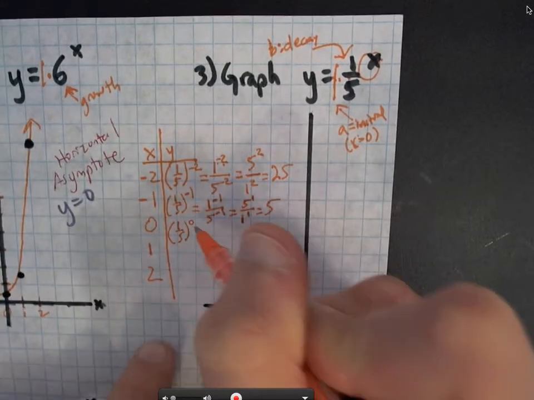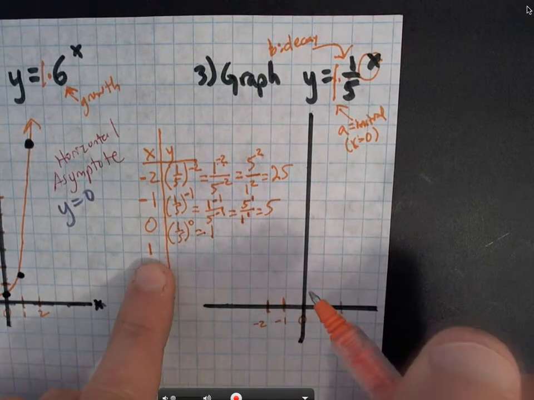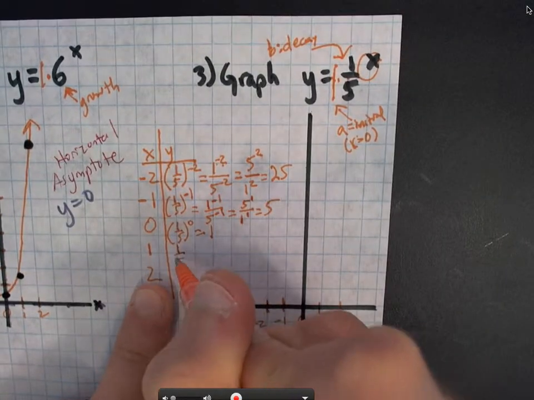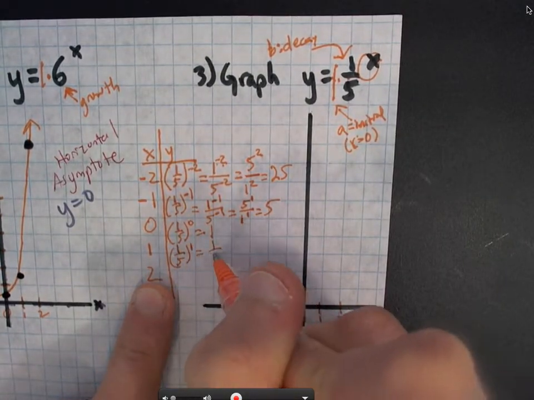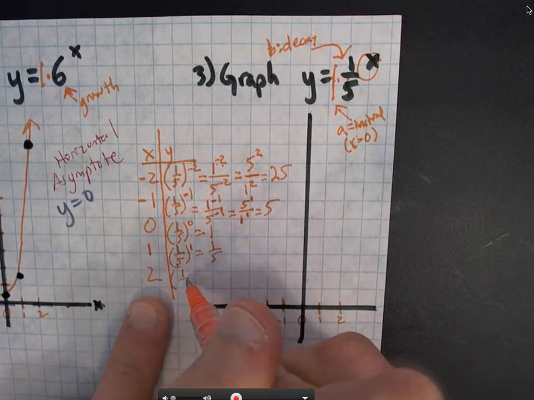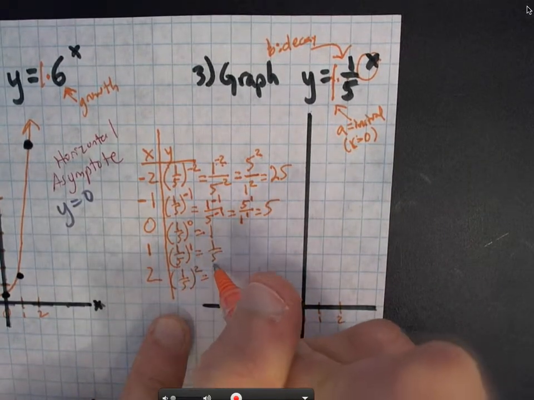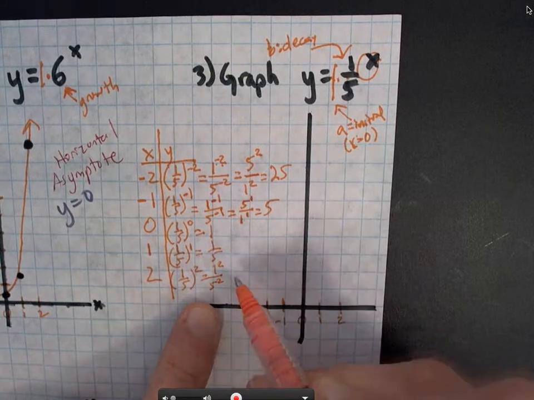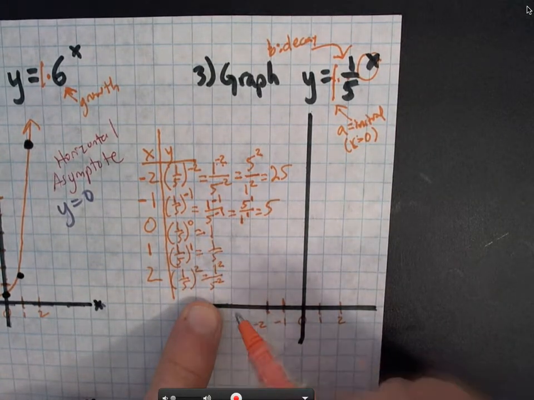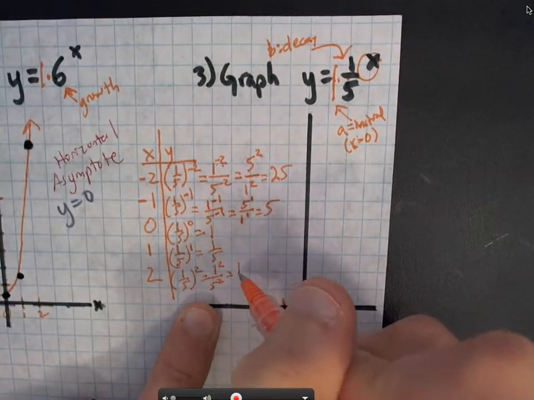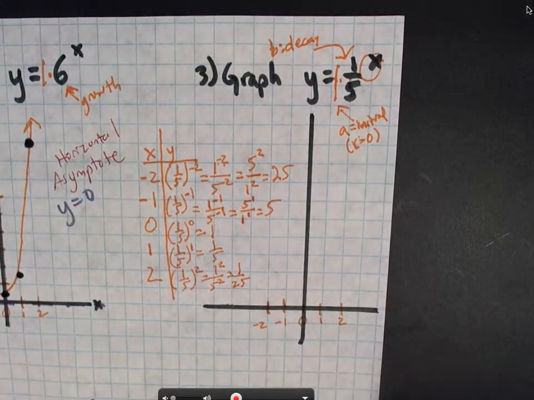Okay, 0. 1/5 to the 0. Anything to the 0th power is just 1. 1/5 to the first power is just 1/5. And 1/5 squared, that's 1 squared over 5 squared. We don't need to switch them because they're not negative this time, so we just get 1 over 25.